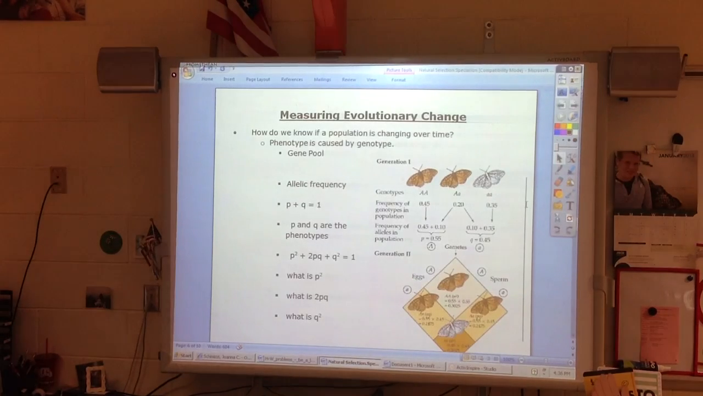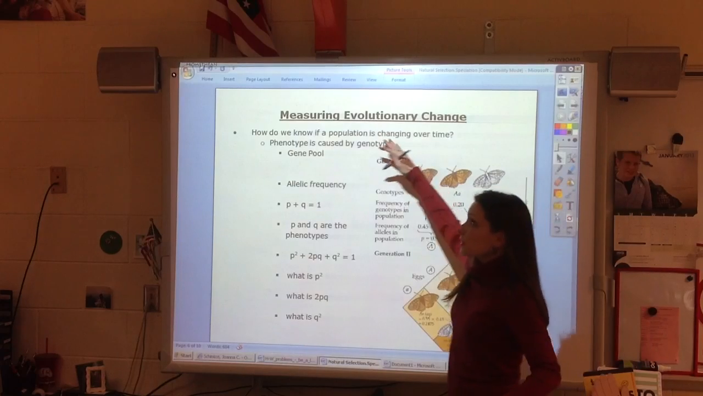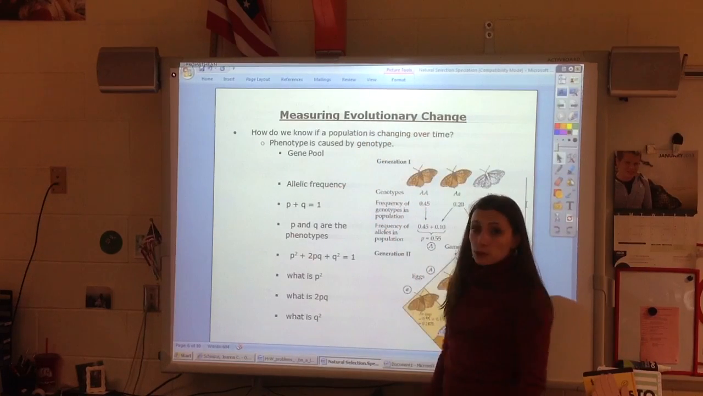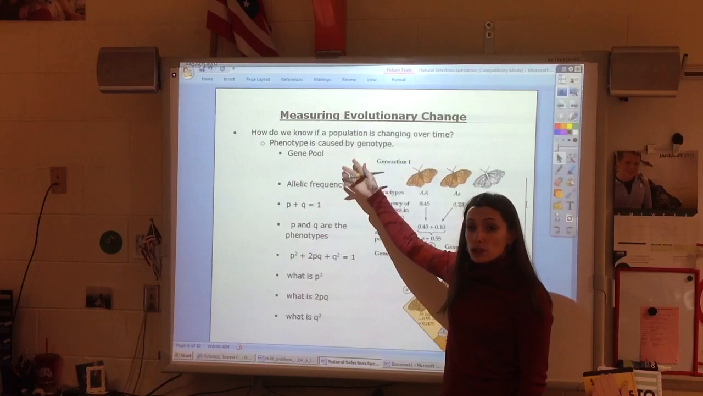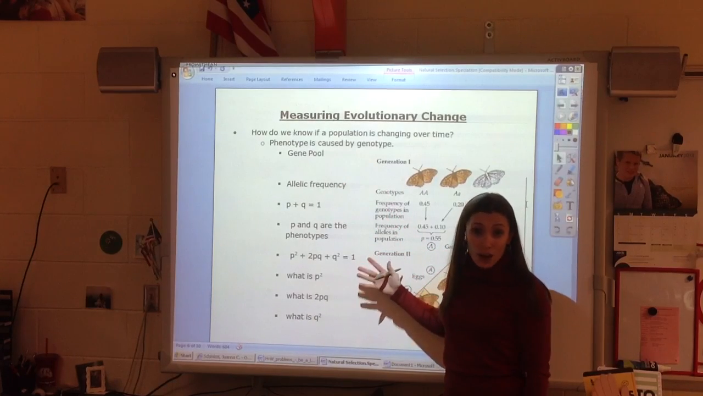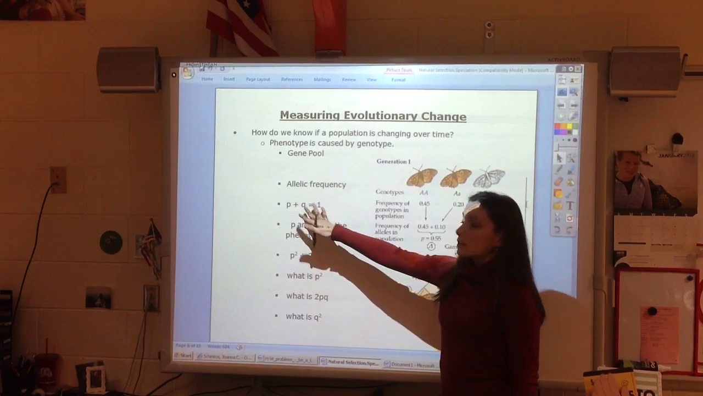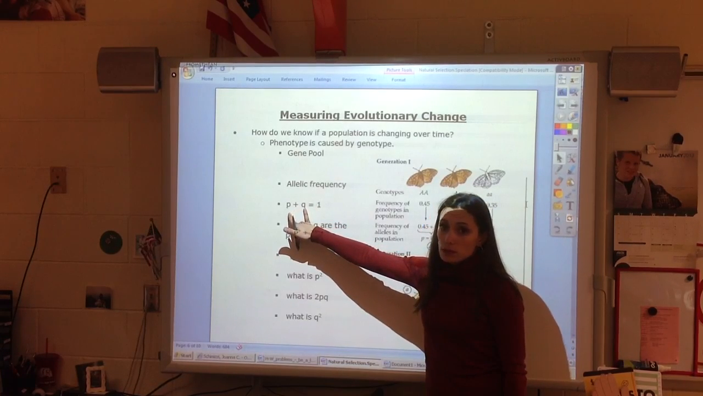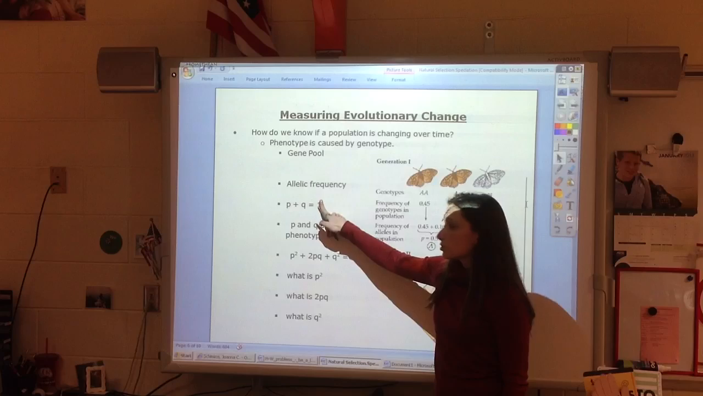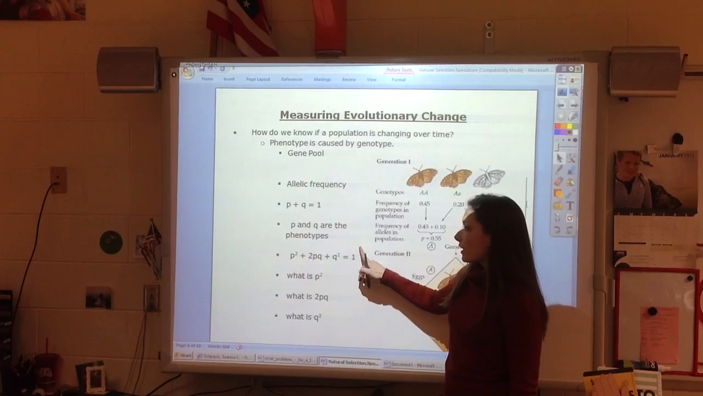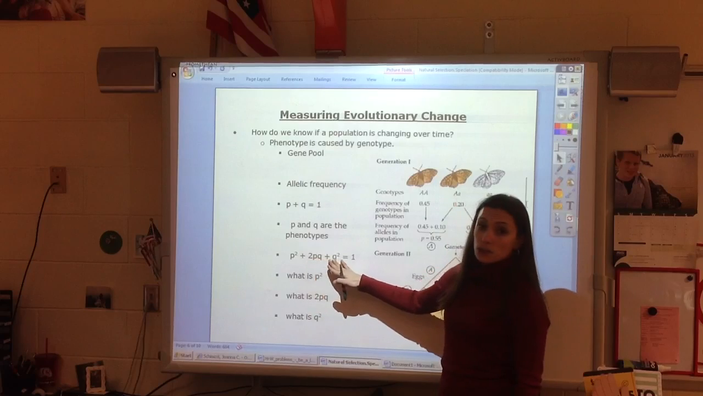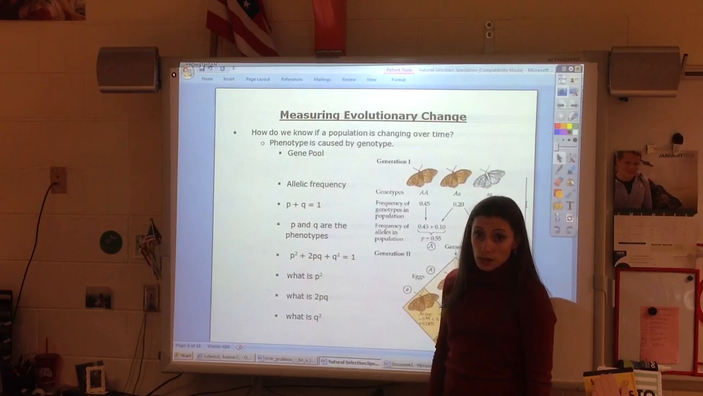When we're looking at determining if evolution is occurring, one of the major things that we do is try to quantify or measure if there is evolutionary change. And so we've just learned about some equations that are going to help us do that. We've got the allele equation that looks at the two alleles of a gene pool, the whole gene pool. And then we look at the whole types of individuals and the 3 different genotypes that the individuals can have.